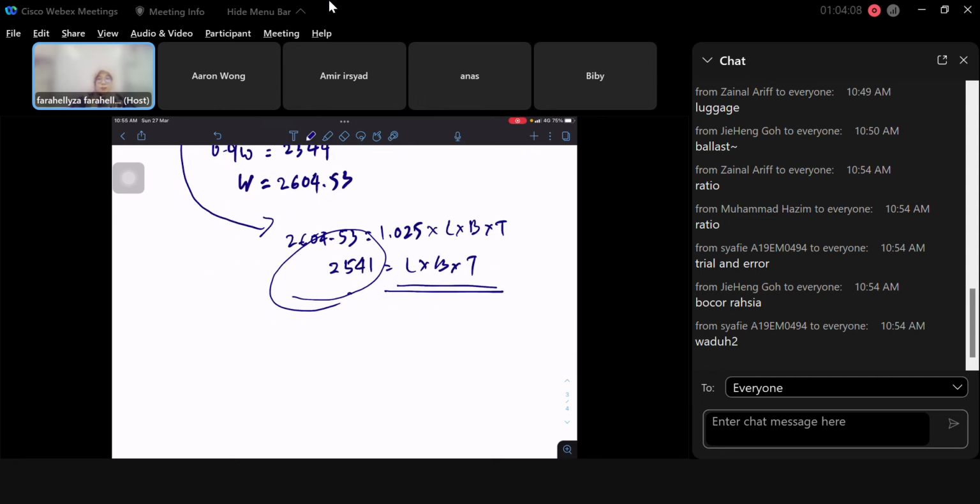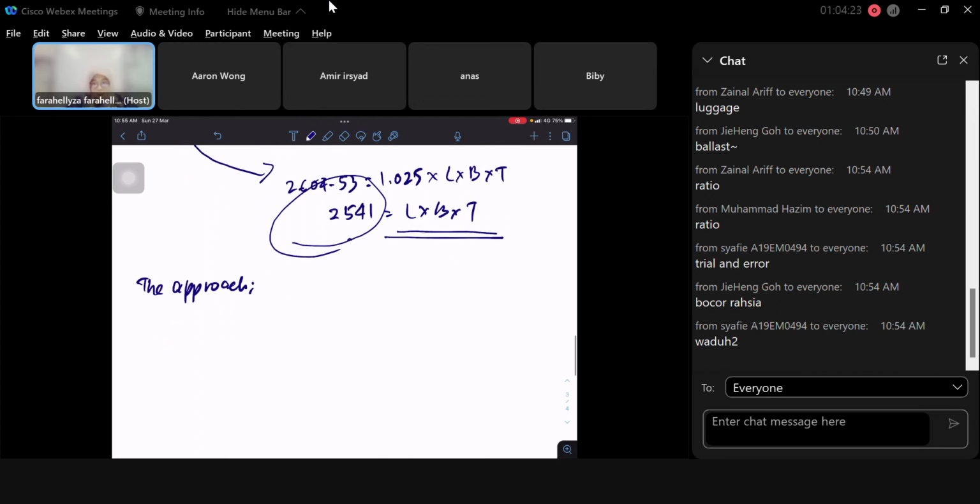So this is how we deal with this design. So we don't have these three unknowns, LPTT. So the approach is basically the design approach. We use a ratio, and this ratio is based on literature review or literature study.